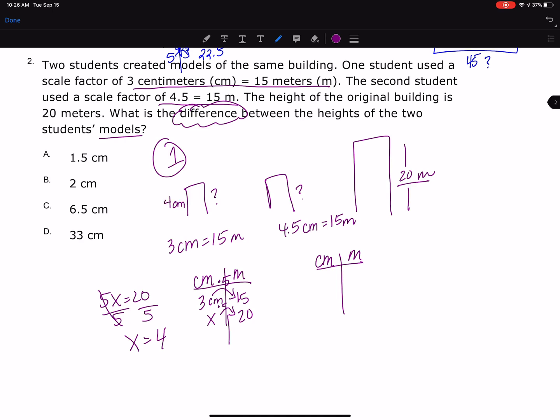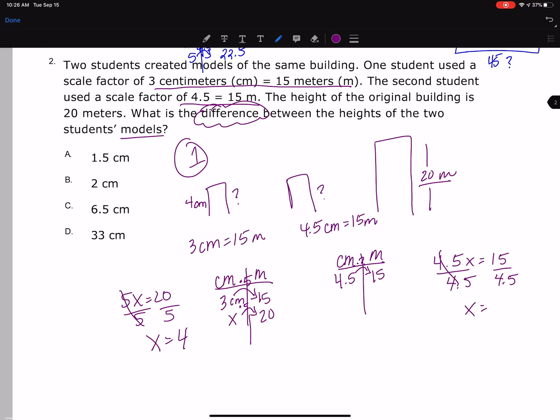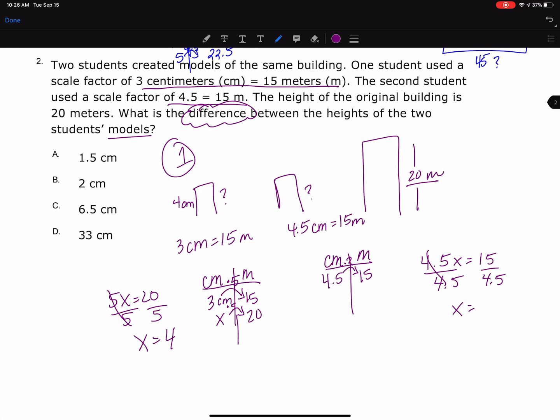Okay, now in the next one, I've got 4.5 centimeters to 15 meters. So I need to figure out what times 4.5 will give me 15. I'm going to divide by 4.5. X equals, and if you did this in your calculator, you probably get something like 15 divided by 4.5. You get 3.333, which is 3 1/3.